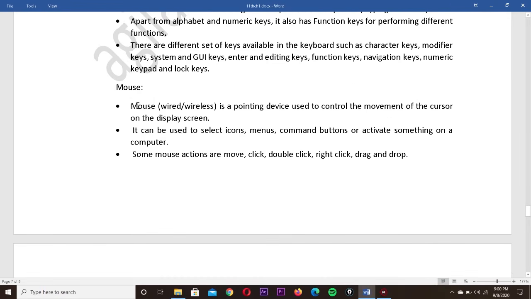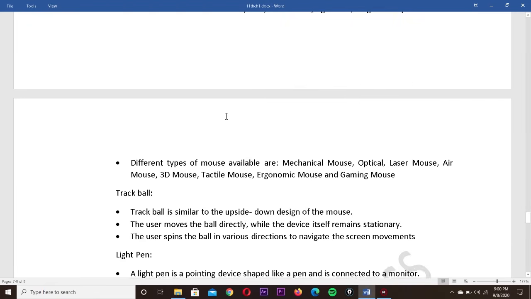Okay, next one, mouse. Mouse is a pointing device. This is a very important keyword. Mouse is a pointing device, and it is used to control the movement of the cursor. The different mouse actions are move, click, double click, right click, drag and drop, and it is used to select the icons, menus, command buttons, everything. These points you know very well, so if they ask, you can write on your own about the mouse as well as the keyboard.